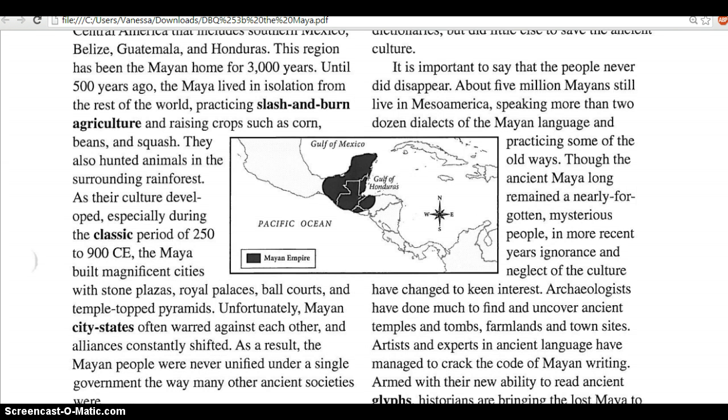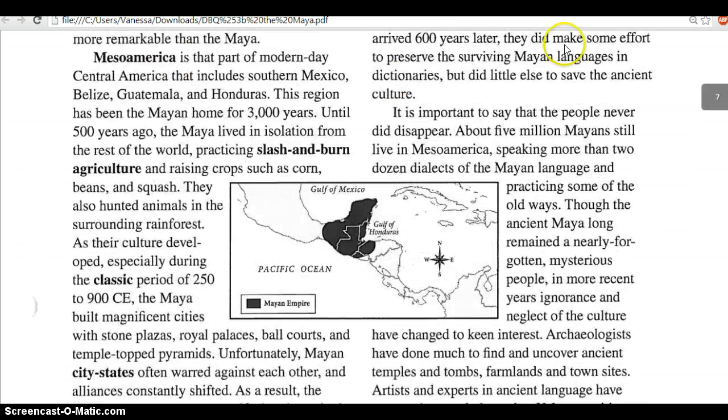So the background information, we need to go back to our article from earlier so you can get the background information. It's a place, time, setting. So if you looked at your article, it tells you right here their classic period was from 250 to 900 CE. And then the place, remember that Mesoamerica includes Central America, parts of southern Mexico, Belize, Guatemala, Honduras. So you are going to copy that into your background information section.